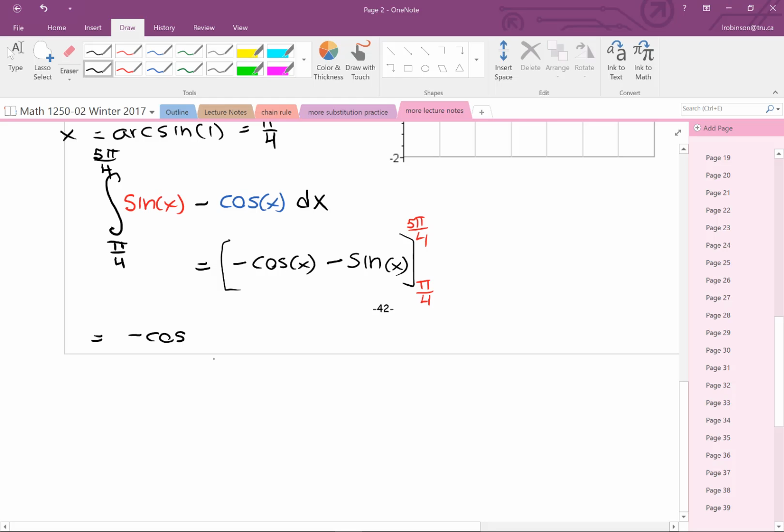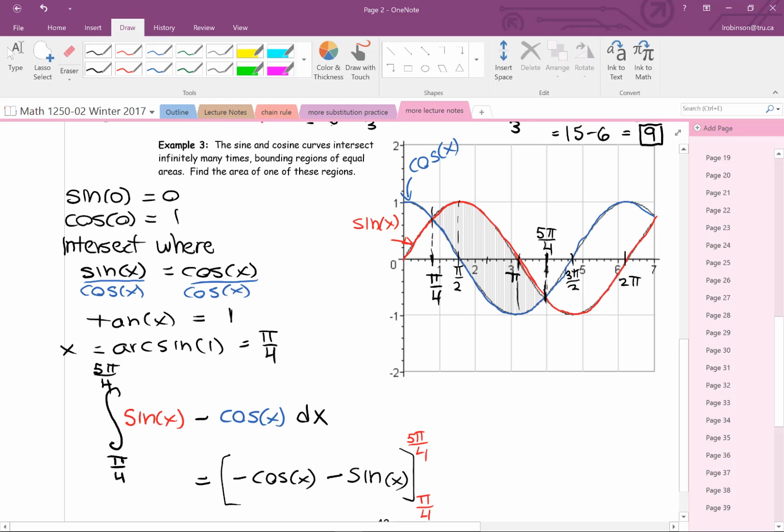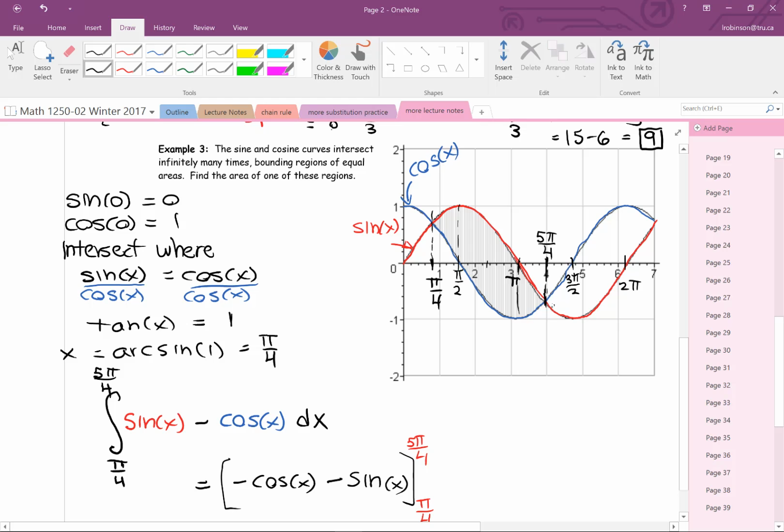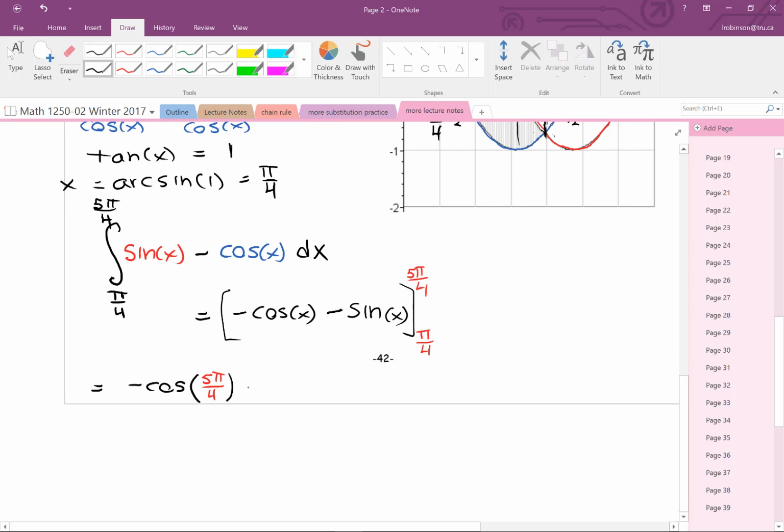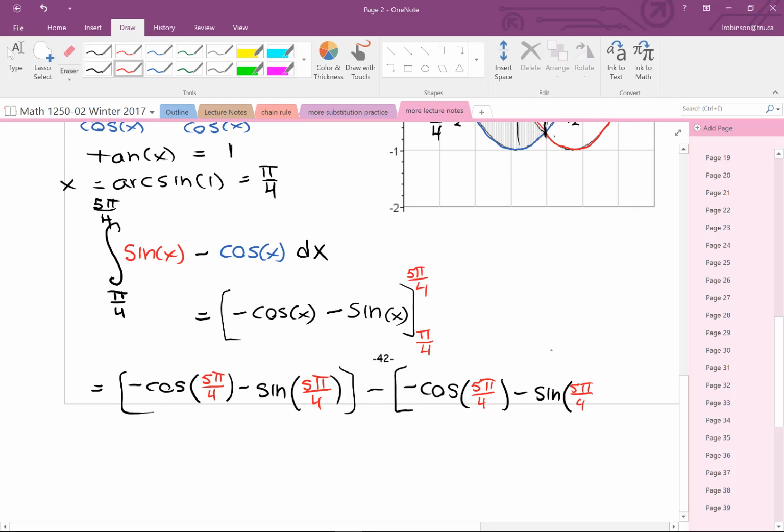And again, these fiddly parts at the end. Minus sine pi over 4 minus cosine 5 pi over 4 minus sine 5 pi over 4. Well, sorry. These ones should just be pi over 4. Okay.